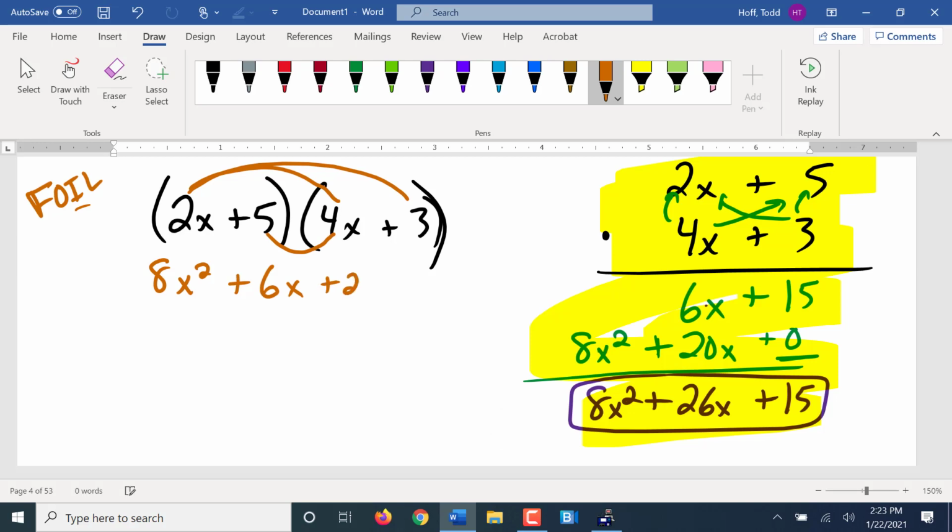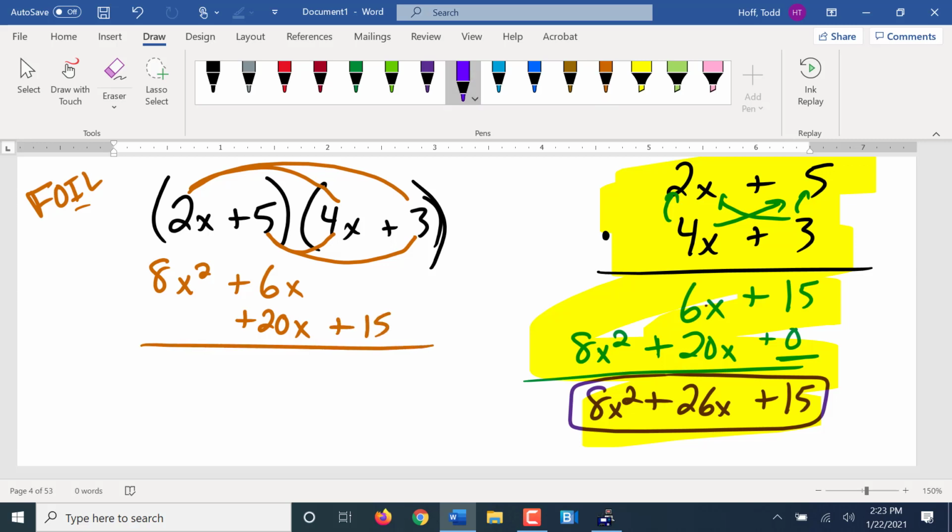Now, usually you just write it like this. I typically will drop down and put it under here, so I remember to combine it with the other x. And then L stood for last, so you do the last digit of each. 5 times 3 is 15. So you've got 8x squared, 6 and 20 make 26x, and 15.